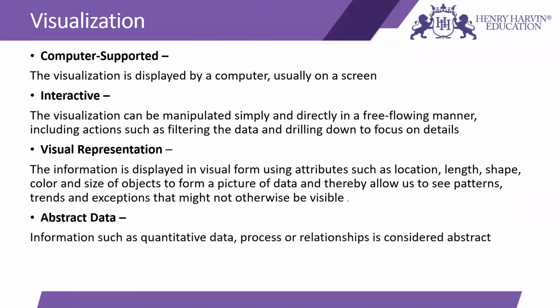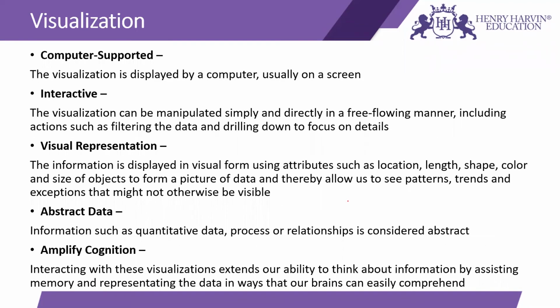Next is abstract data, the other key point that we'll mention in the definition. So information such as quantitative data, process, or relationship is considered abstract. So by visual, you'd be able to explain such information and amplify cognition. Interacting with these visualizations explains our ability to think about information by assisting memory and representing the data in ways that our brains can easily comprehend.